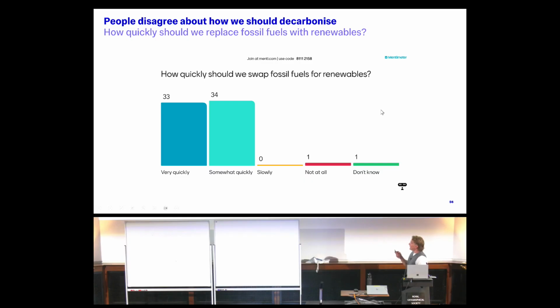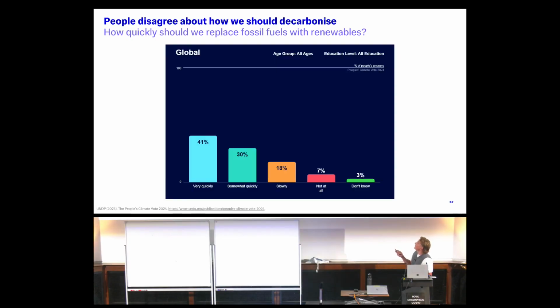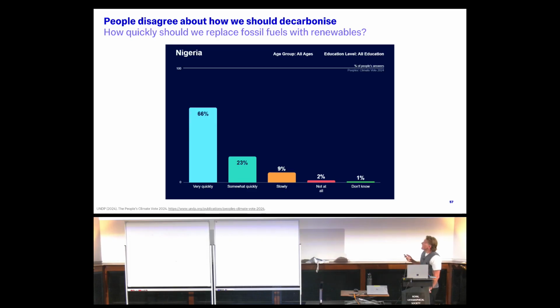So yeah, how does that compare then to the global picture? It's broadly similar. Most people around the world think that we should transition away from fossil fuels very quickly or somewhat quickly. There's a not insignificant portion of people that don't think we should. I mean, 1/4 of people think we should transition slowly or not at all. So people have different perspectives on how we should go about mitigating climate change, or indeed whether we should mitigate climate change at all. And these vary regionally, right, and in ways that we can't predict.